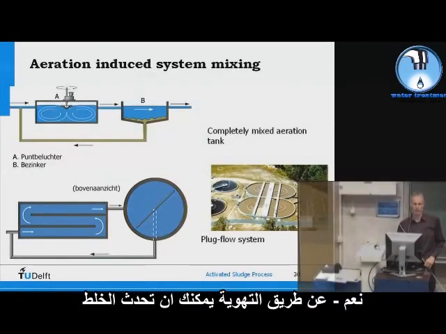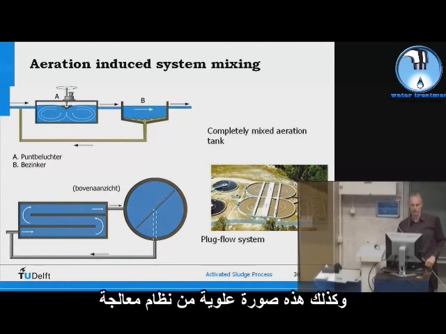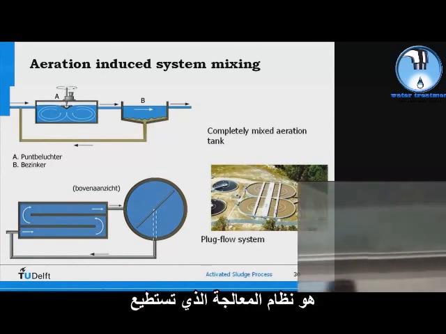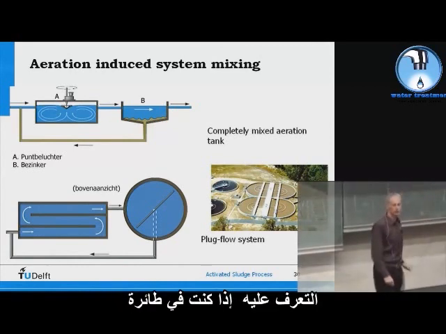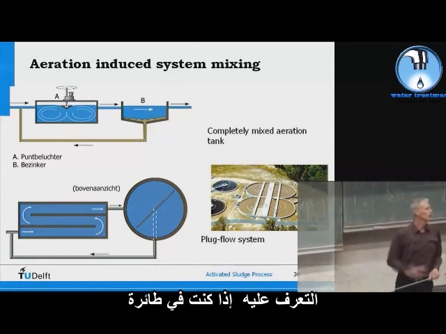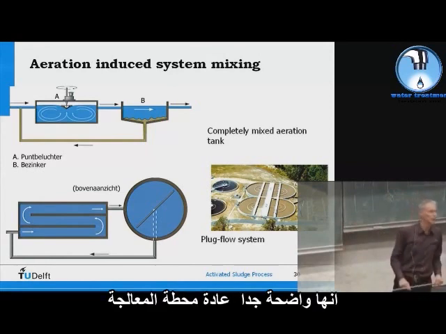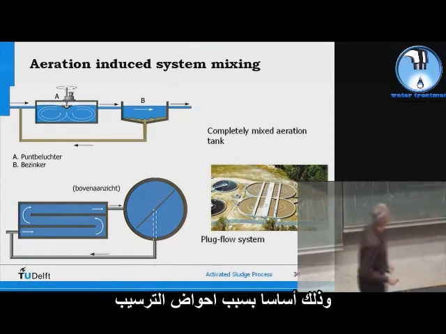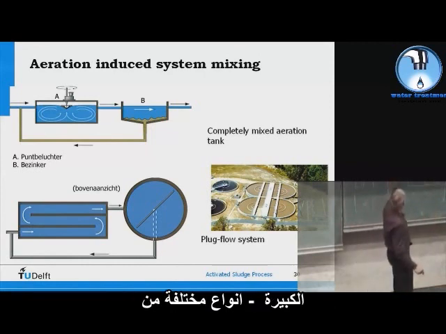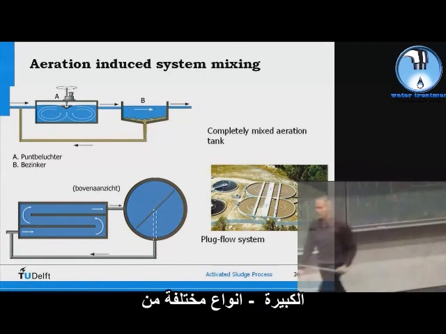So by aeration you can induce mixing. And this is a bird's-eye view of a treatment system, which is what you can recognize if you are on a plane. These treatment plants are usually very visible, mainly because of these big settling tanks.